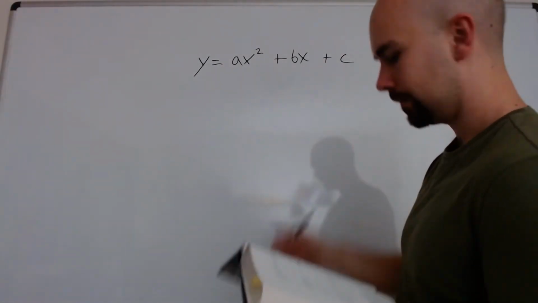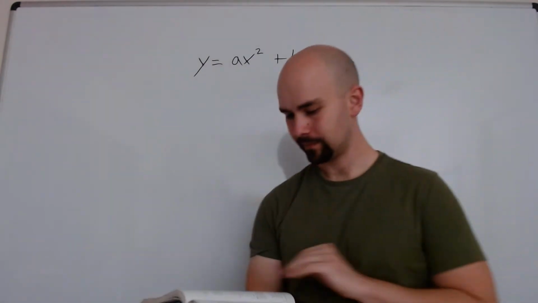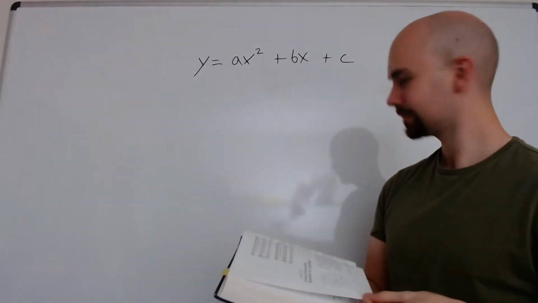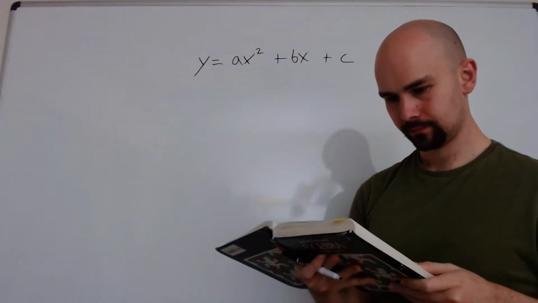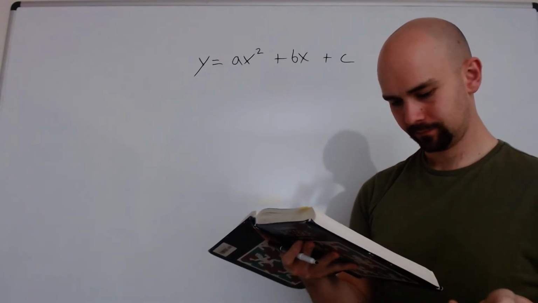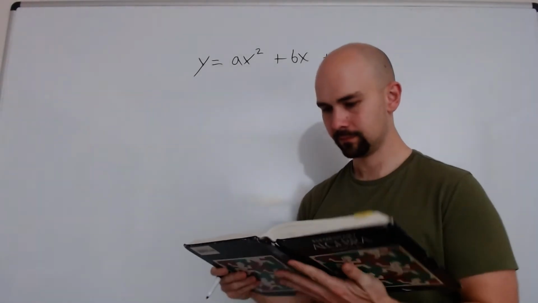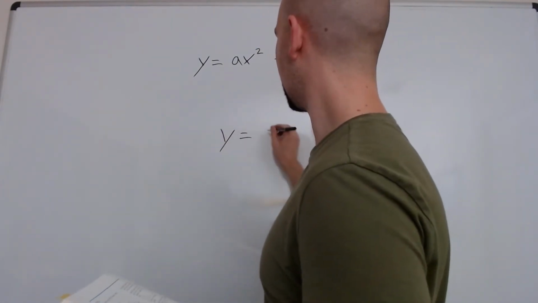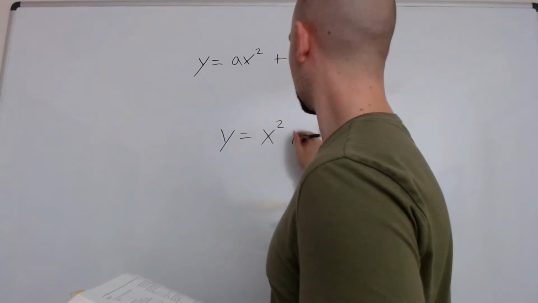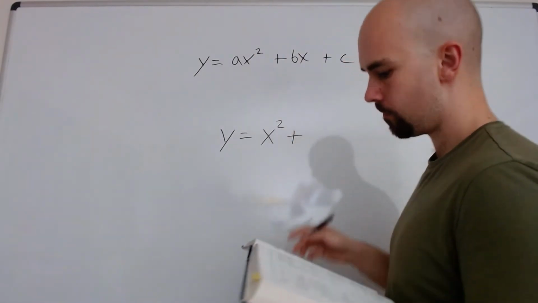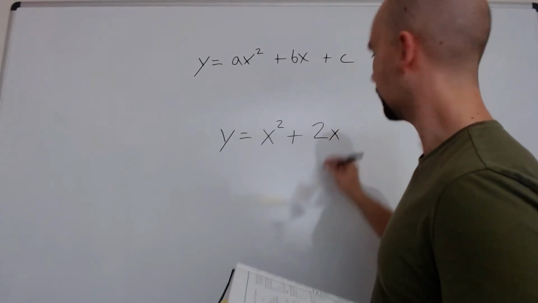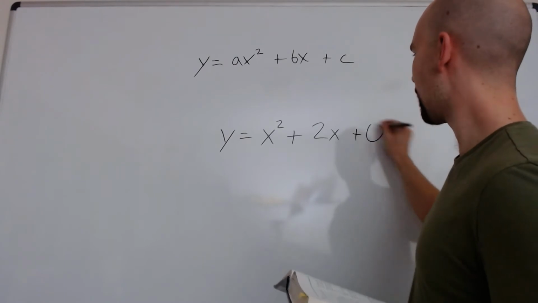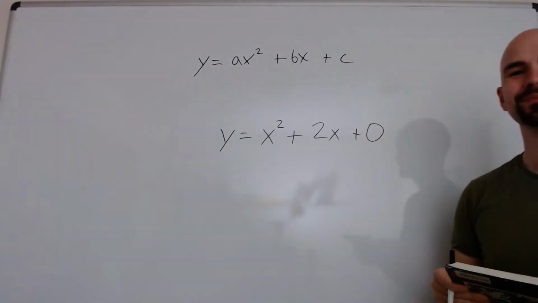All right, let's take a sample quadratic equation and graph it and see what kind of a shape we get. So we'll do a simple one. y equals x squared plus 2x. Now we could go ahead and just for the heck of it, add a 0. I think that'll be helpful.